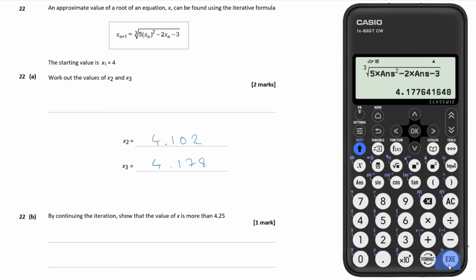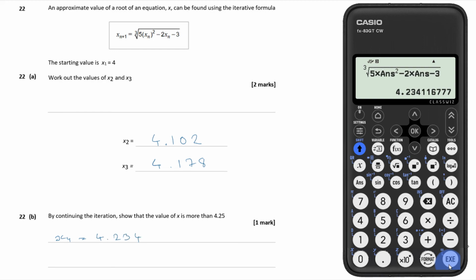Right, and so then by continuing the iteration, show that the value x is more than 4.25. So I'm just going to have to keep doing it a few more times. So going to do x4, just press equals again. That gives me 4.234.